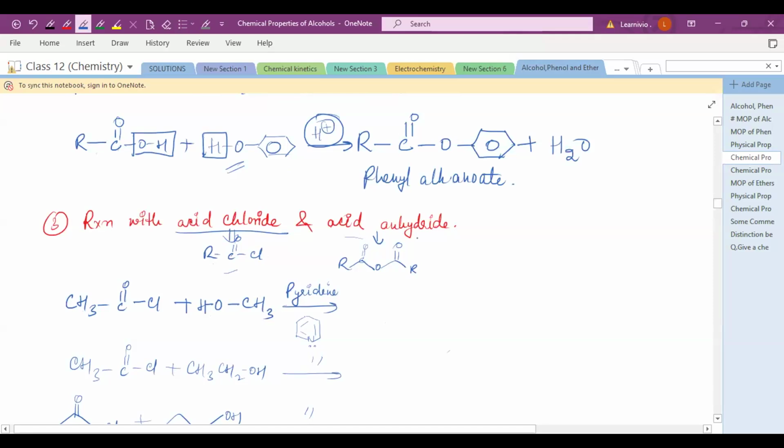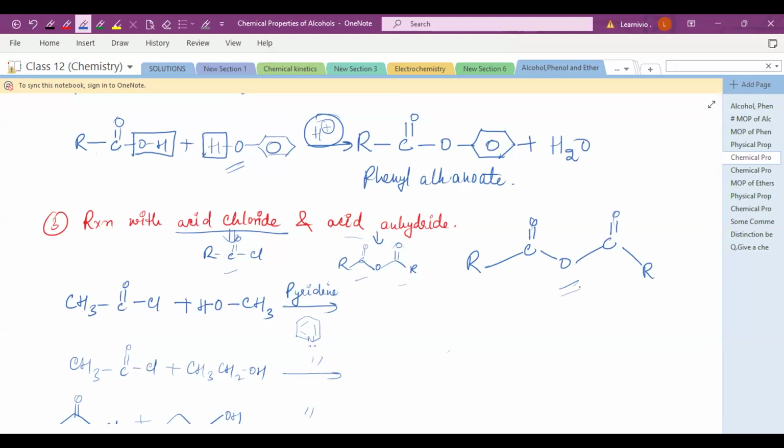And what is acid anhydride? So this is your RCOOCOR. This group is known as acid anhydride. So this is the anhydride group: R, here COO group, and this O is further attached to CO and this R. This is the acid anhydride. So we will see the reaction of alcohol with acid chloride and acid anhydride.